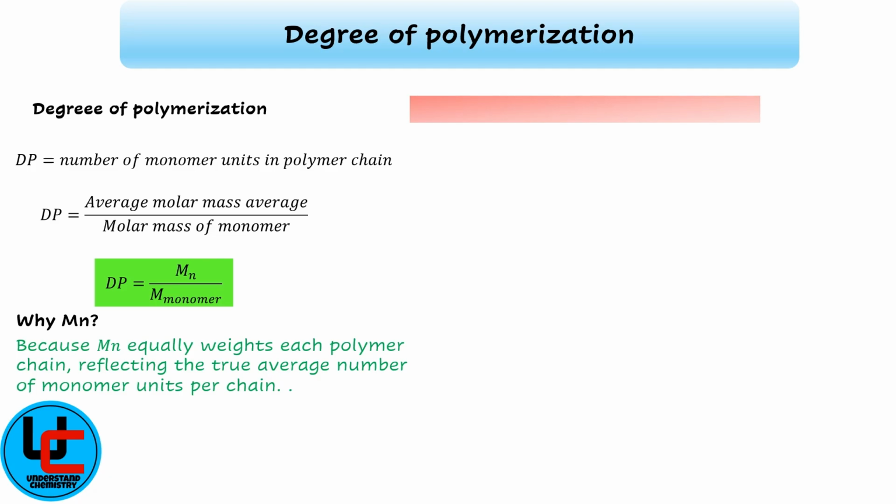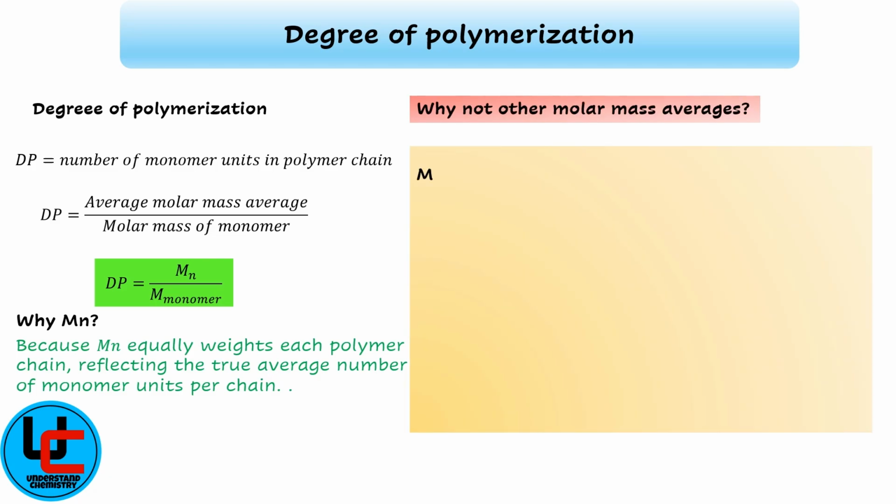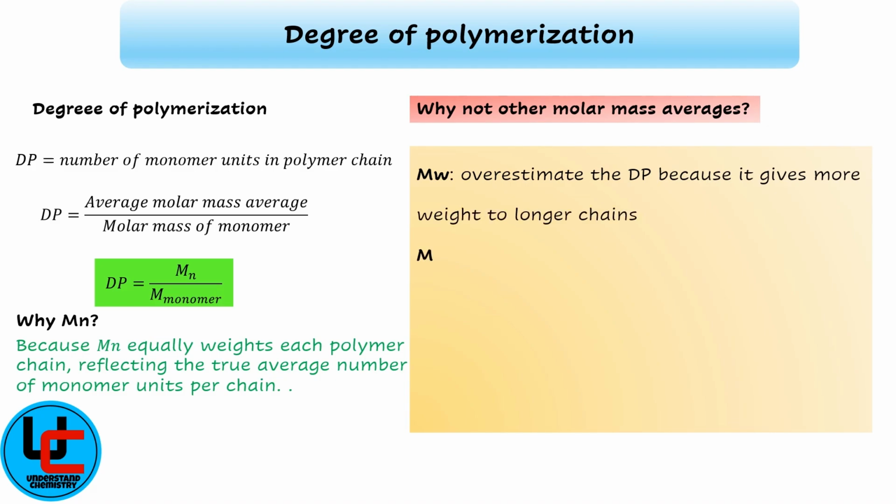Now the question is why not other molar mass averages are used to calculate degree of polymerization. Mw is more sensitive to larger chains and does not directly reflect the number of monomer units. Using Mw would overestimate the degree of polymerization because it gives more weight to longer chains.